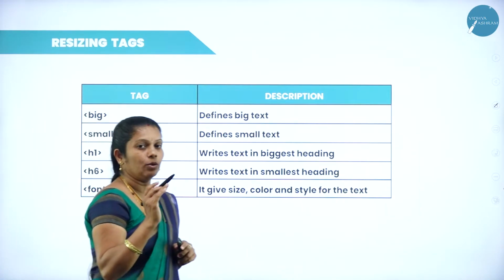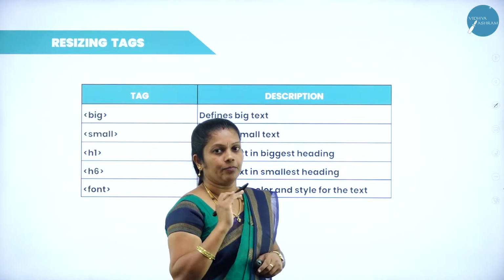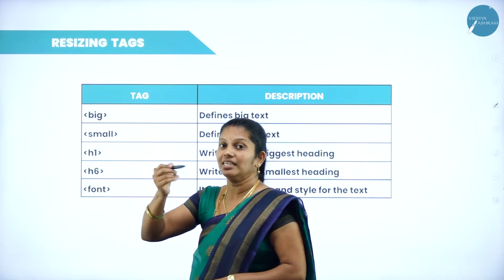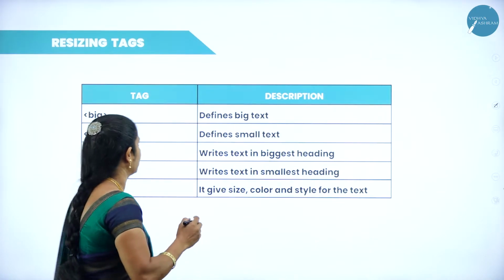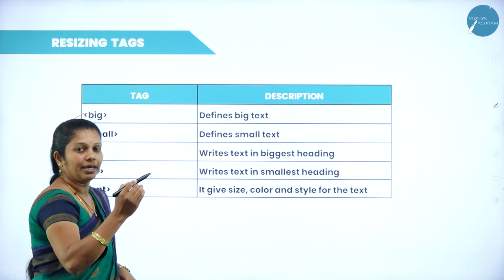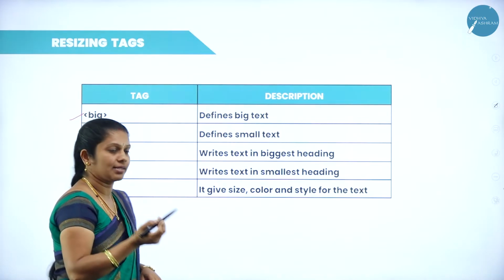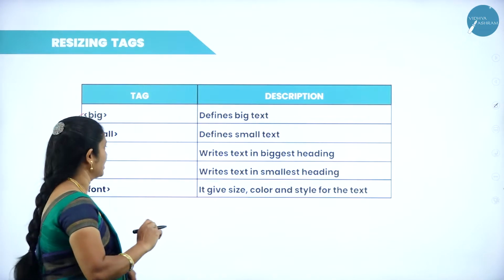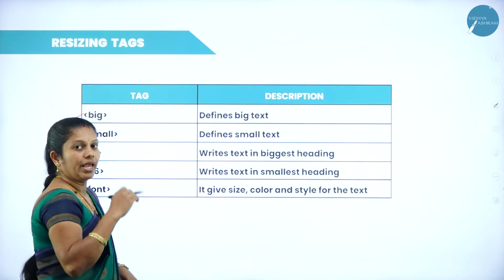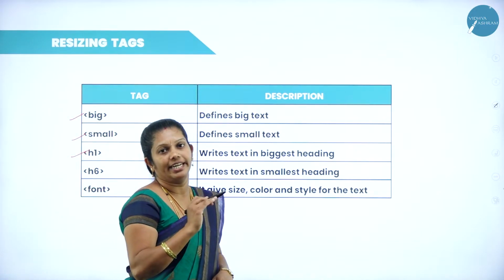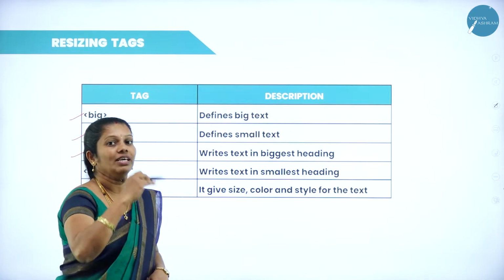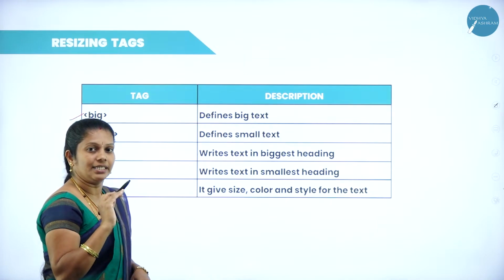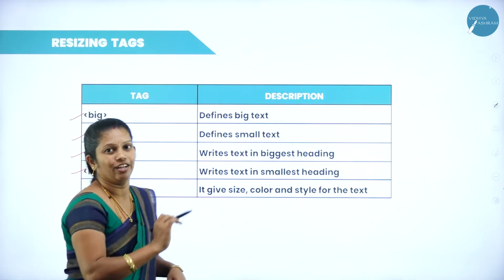Next, we will discuss the text resizing tags. The name itself suggests resizing. Resizing means changing the size of the text. Under that, we have several tags like the big tag. By this, we can display the text with a bigger size. Then the small tag helps to display the text with a smaller size. And the H1 tag. The H1 tag helps to display the data with the largest size in heading format. Then the H6 tag helps to display the data with a smaller size, especially in heading format only.